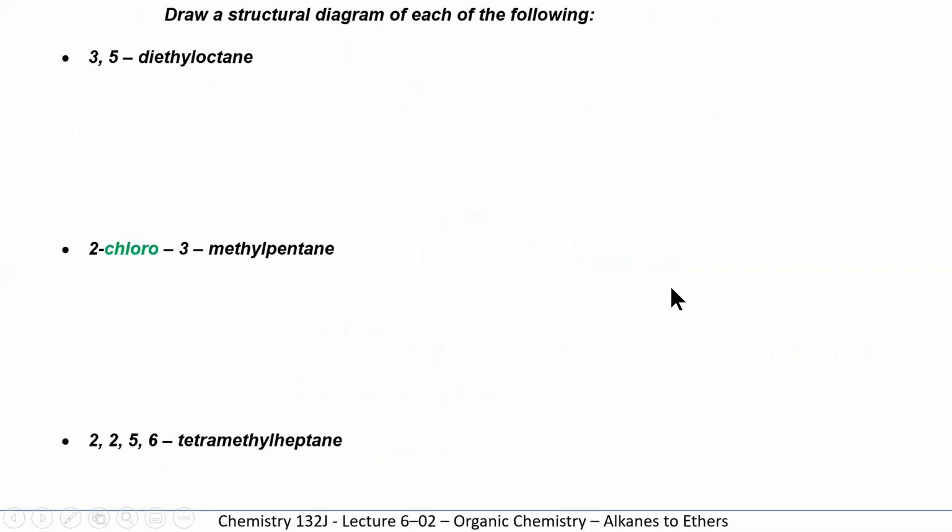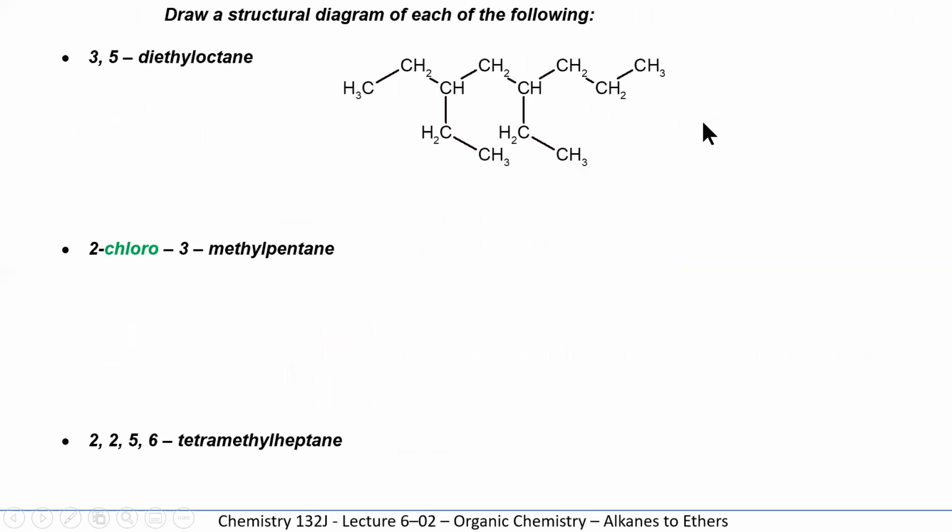Now, here are some more examples. If we have 3,5-diethyloctane, the parent chain is going to be 8 carbons. There's 2-carbon side chains attached to the 3rd carbon and the 5th carbon. So when we look at the diagram, here it is. Octane, 8, so 1, 2, 3, 4, 5, 6, 7, 8, you can see. And now you can see on the 3rd carbon, there's a 2-carbon side chain. On the 5th carbon, there's also a 2-carbon side chain. So that's why we name it diethyl.